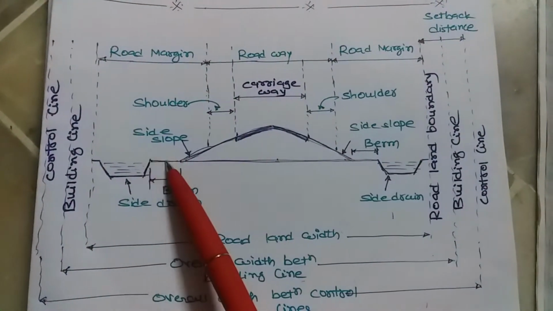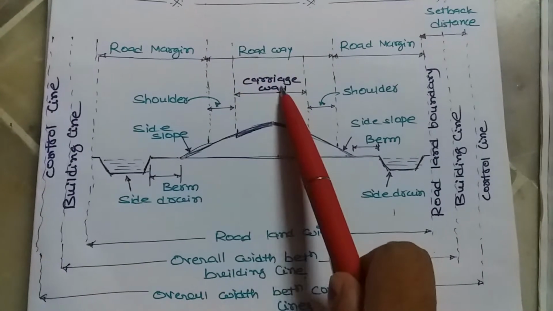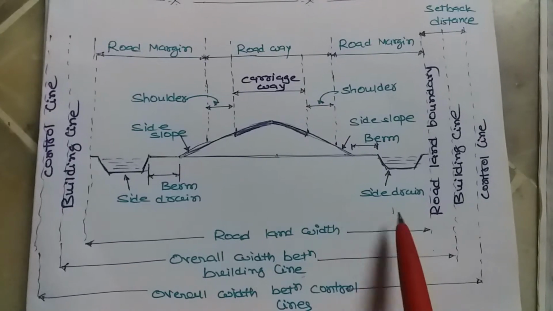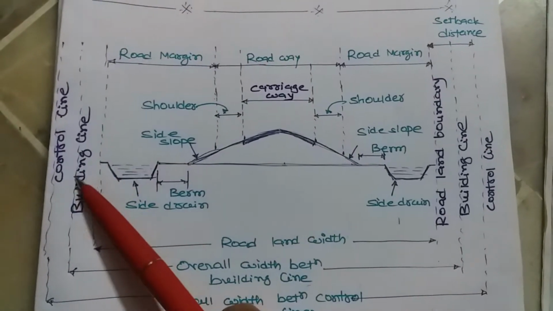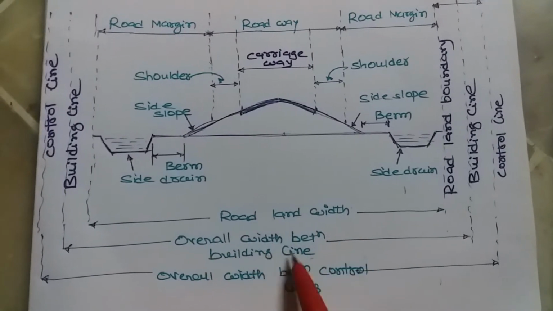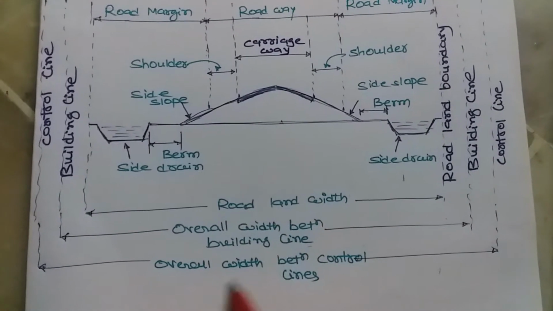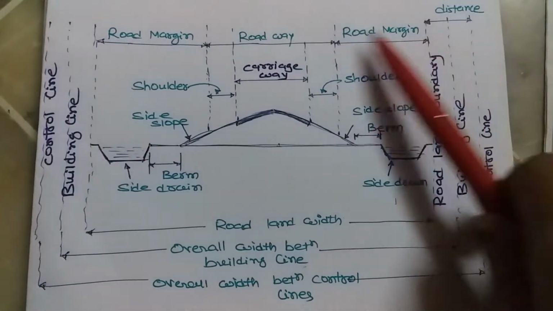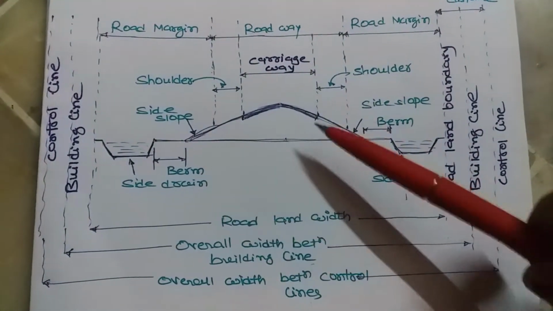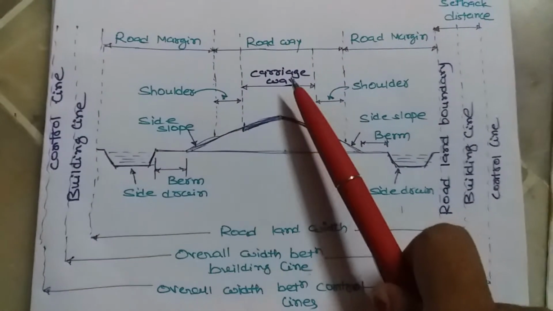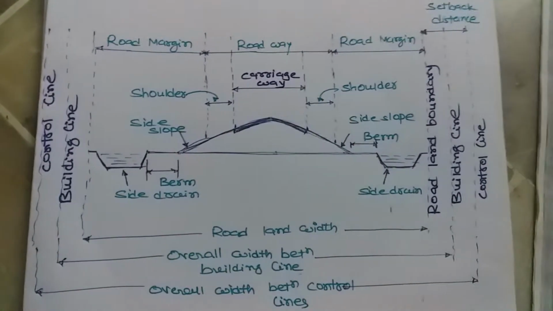Okay, side slope, shoulder, carriageway, roadway, road margin, berm, side drain, building line, control line, setback distance, overall width between building line, road land width, overall width between control line. So these are the cross-sectional elements of a road in embankment. So let's learn about all these elements one by one.